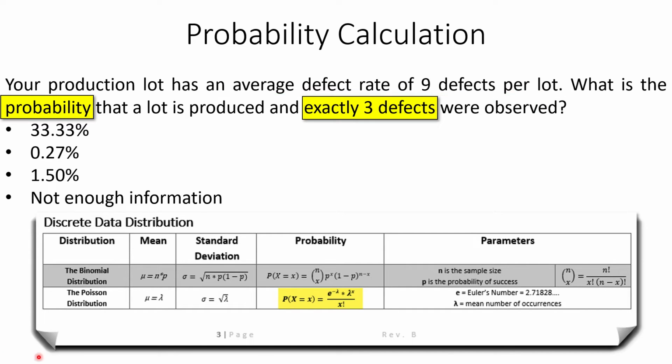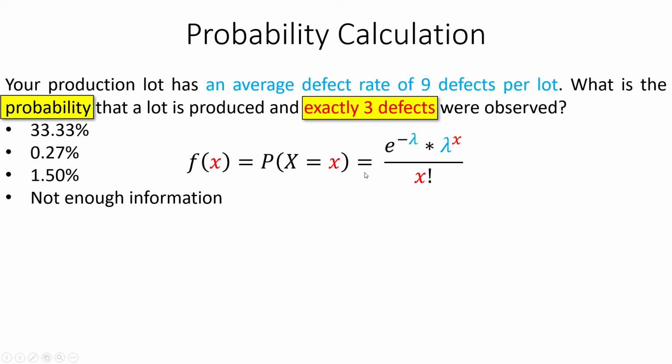Okay, so when you're looking at your exam day cheat sheet, the parameter that you were just given is lambda. It's the mean number of occurrences. It's the average number of defects per lot. And so when you see lambda, or when you see that average defect number, you know that you have to use the Poisson probability calculation to calculate probability. And here's that Poisson probability calculation.